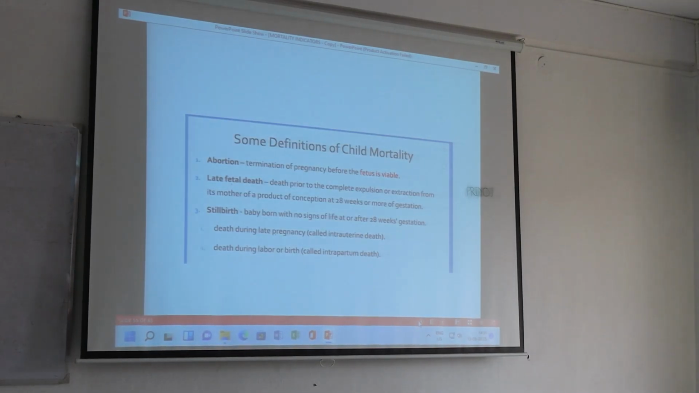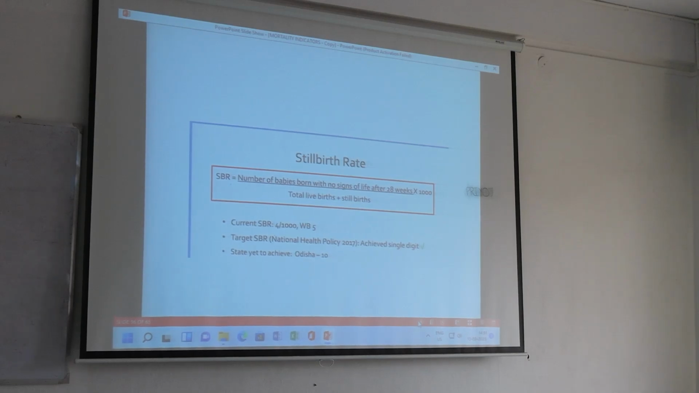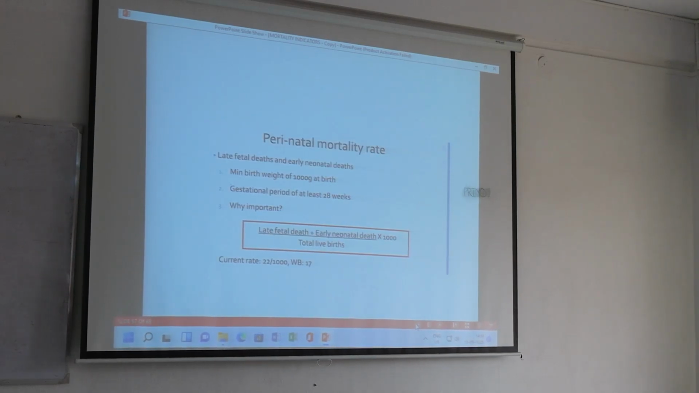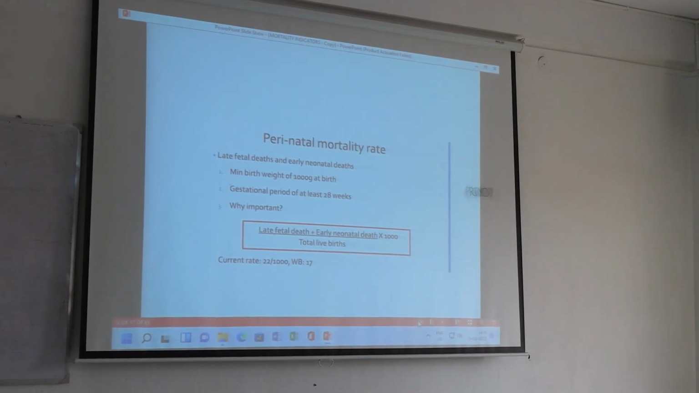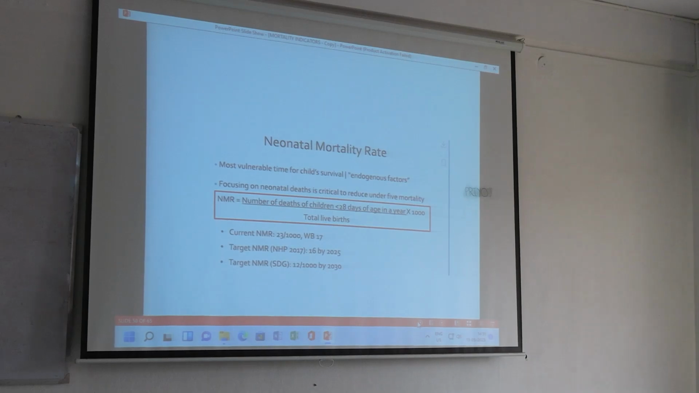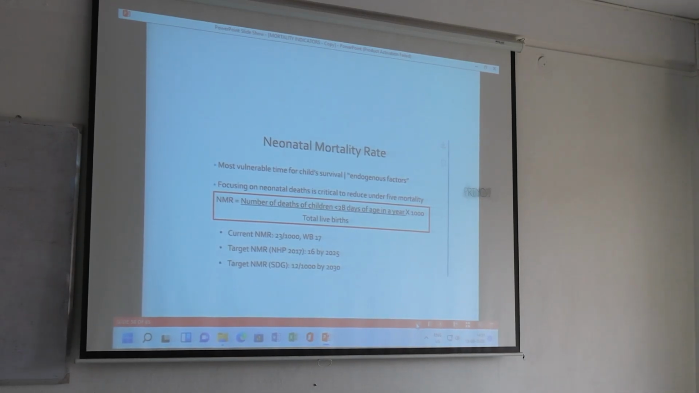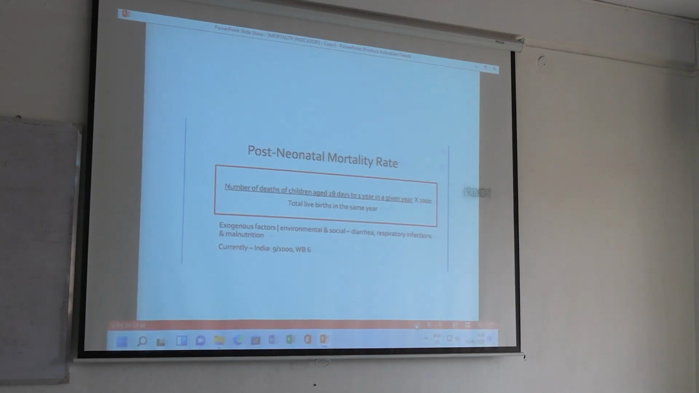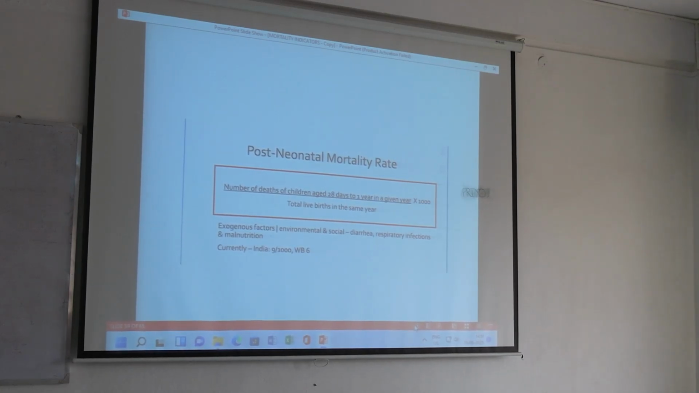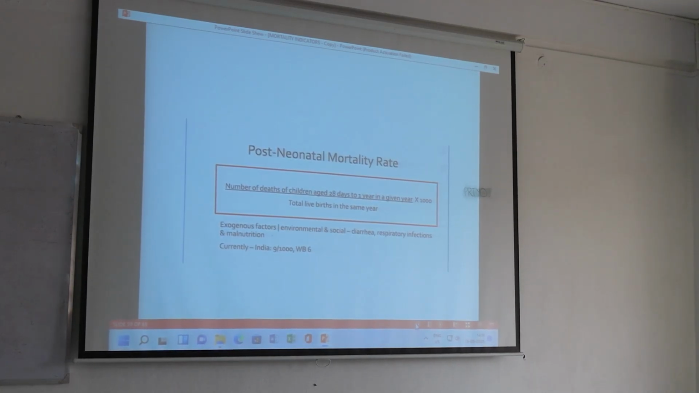Then comes your infant mortality rate: number of deaths including fetal deaths plus neonatal deaths divided by total live births, per 1000. Then neonatal mortality again: the denominator is total live births, and the deaths are below 28 days. Post-neonatal mortality is after 28 days to 1 year: total number of deaths divided by total live births.